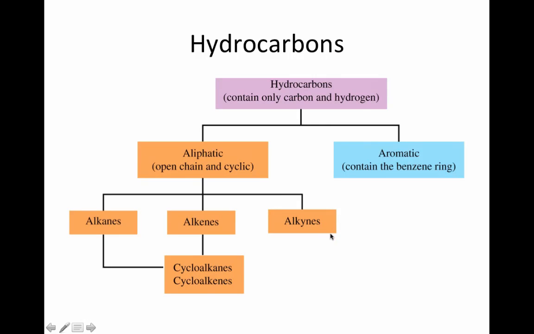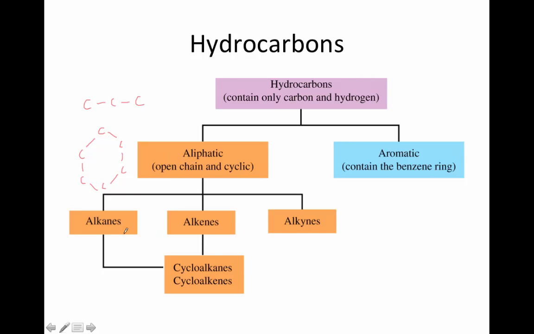Alright, so hydrocarbons can be grouped into categories, and the first is the aliphatic category, which includes open chain hydrocarbons and cyclic hydrocarbons. So an open chain hydrocarbon is like the one that I just drew, where you have carbons in a row after one another. Again, these would be surrounded by hydrogens. A cyclical hydrocarbon has all of the carbons enclosed in a ring sort of form.